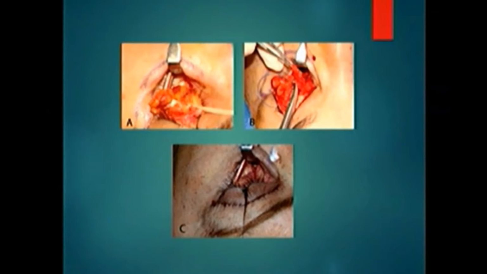And this is what you do. Normally we transpose the medial and central fat pads. The lateral fat pad, normally the prolapsed one, we excise, because we don't need fullness in the lateral area, as it's not a sign of youth.